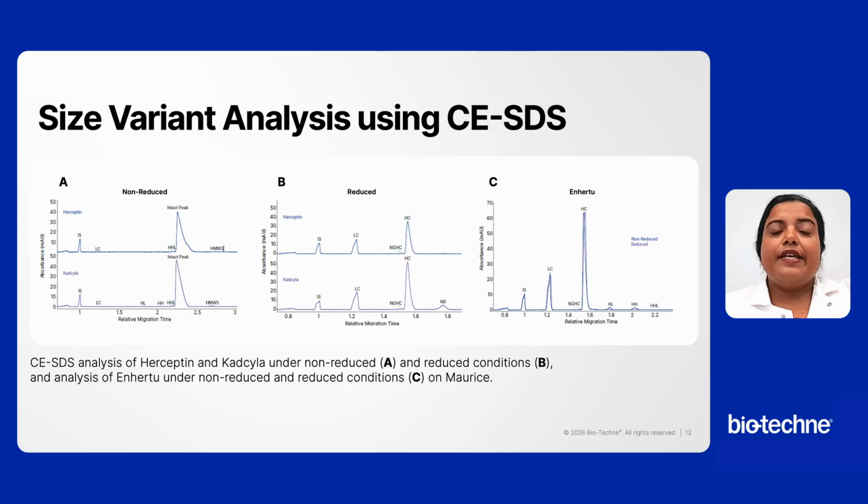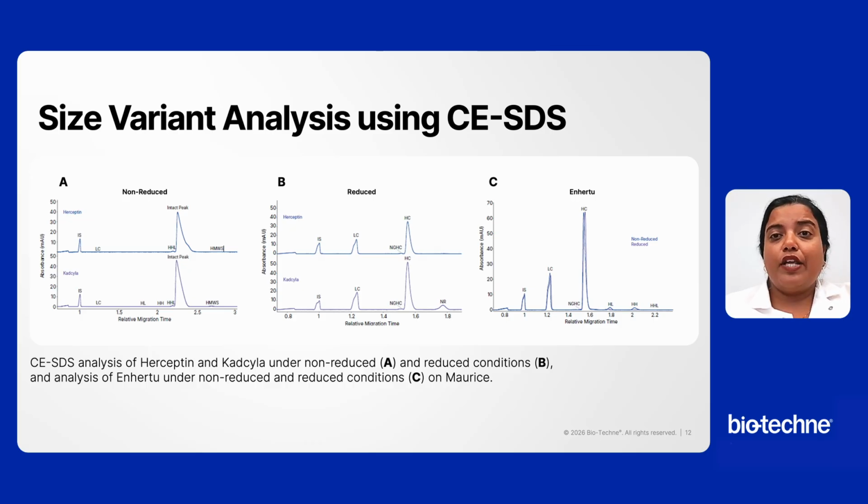This figure shows the CE-SDS analysis of Herceptin, trastuzumab, and two ADCs, Kadcyla and Enhertu, which are both trastuzumab-based ADCs, under non-reduced conditions, as you can see in figure A, and reduced conditions in figure B, and the analysis of Enhertu under non-reduced and reduced conditions in figure C on the Maurice platform. The only notable difference between the two Enhertu profiles was the presence of two high molecular weight species detected under non-reduced conditions that align with the heavy-light-heavy and the heavy-light variants of Herceptin.